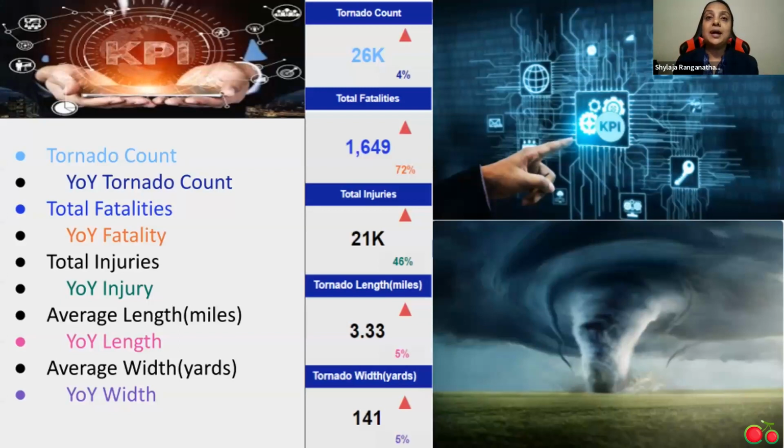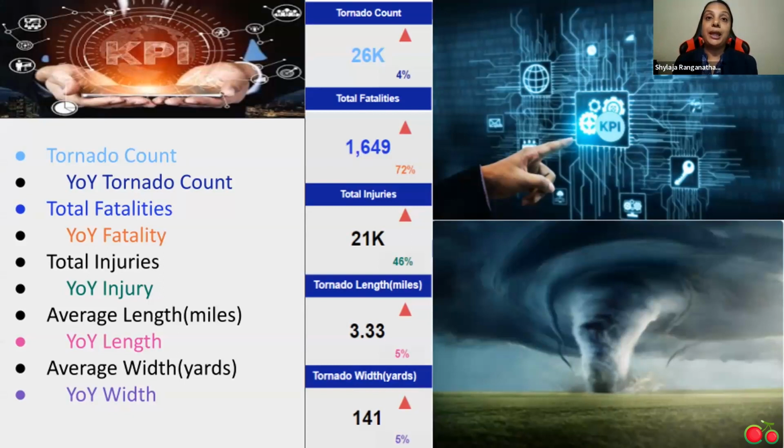Now, these are my KPIs, key performance indicators. I have my main KPIs: tornado count, fatalities, injuries, average length, and average width of tornadoes. Mainly, I'm focusing on the first three as they are more useful to talk about this topic.